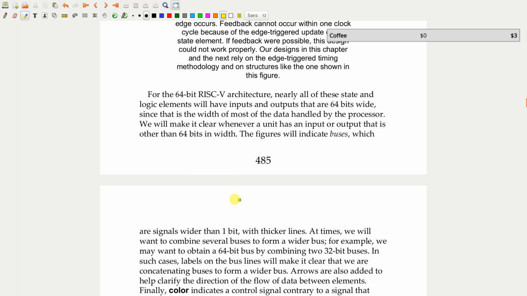For the instruction set that we're working with, which is going to be RISC-V, the 64-bit RISC-V architecture, nearly all of these state and logic elements will have inputs and outputs that are 64 bits wide, since that is the width of most of the data handled by the processor. So we want to make this regular. We don't want to have a bunch of variable size lines running through the processor. So sometimes it's just easiest to make it all 64 bits wide. Now, in some cases, this isn't true. In other cases, it is.